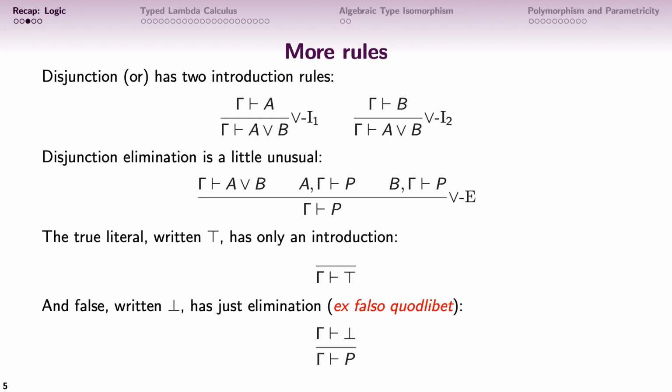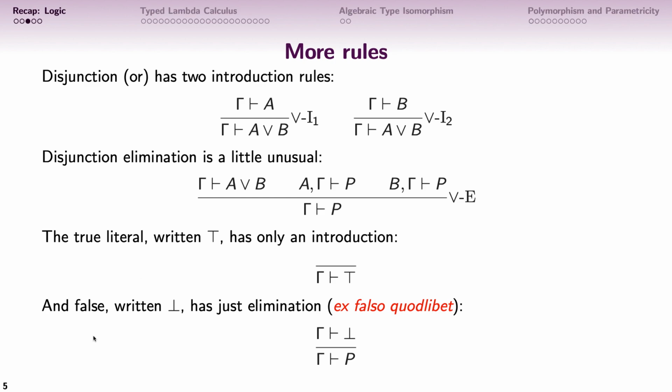Now for true and false, we have one introduction rule for true, which says that you can always prove true. And when I have nothing above the line here, that indicates that you don't need to prove anything in order to prove that true is true. You just automatically know that as a fact. So this is an example of an axiom.